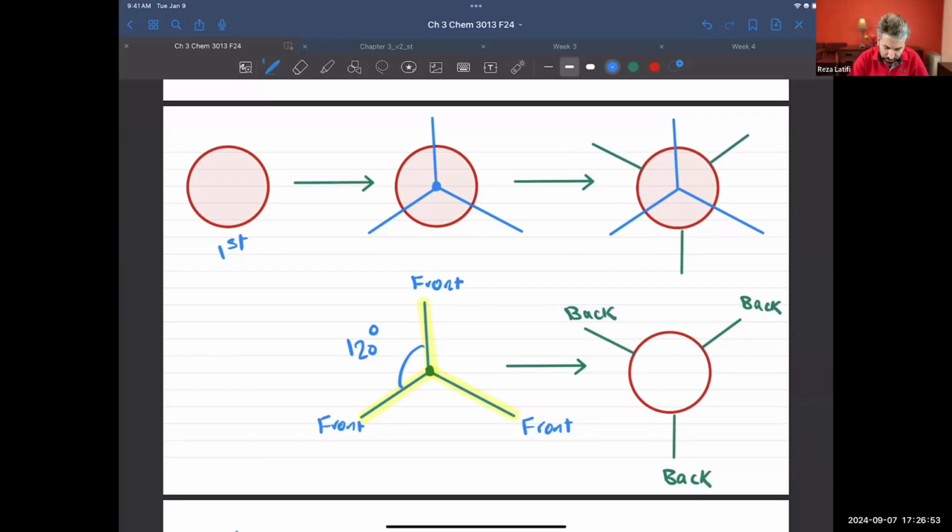The way I show the back substituents is I draw 3 new lines that are attached to the circle this time, pointing out. Those represent the back substituents. If I superimpose them on top of each other, this is the geometry I'm going to get. Yellow represents the front atoms, and green represents the back atoms.